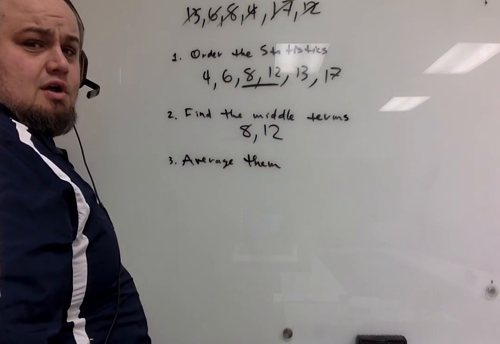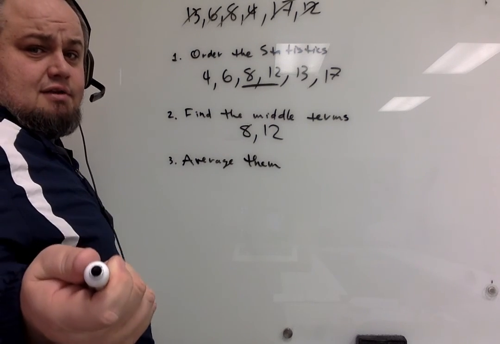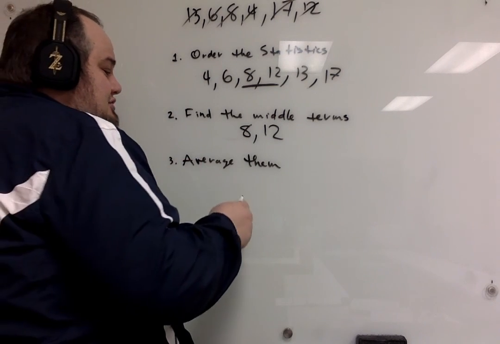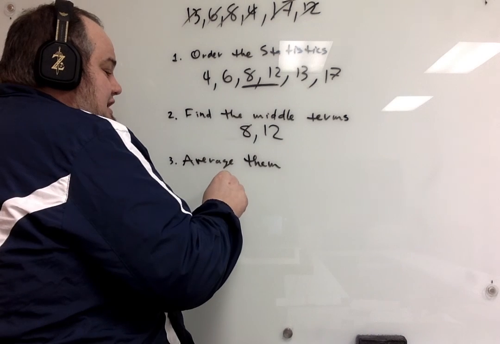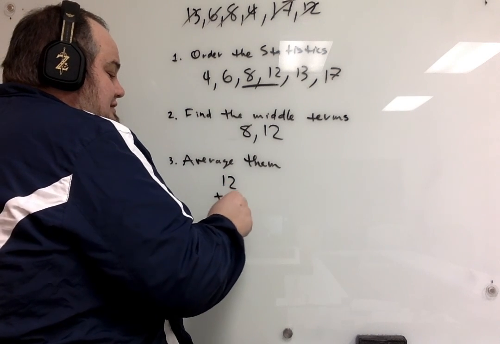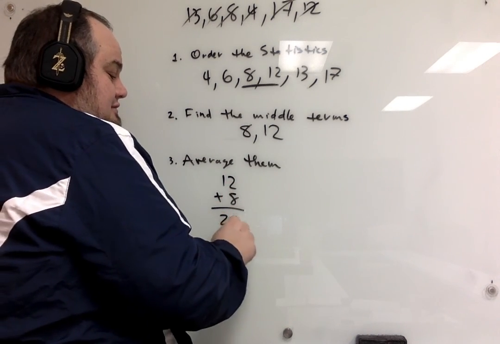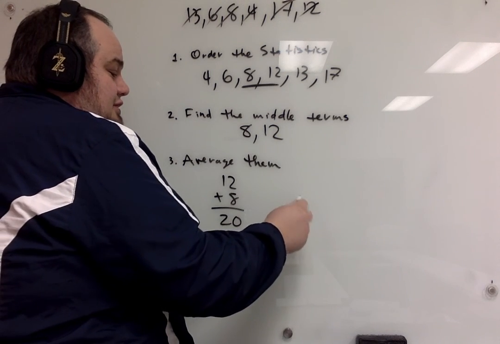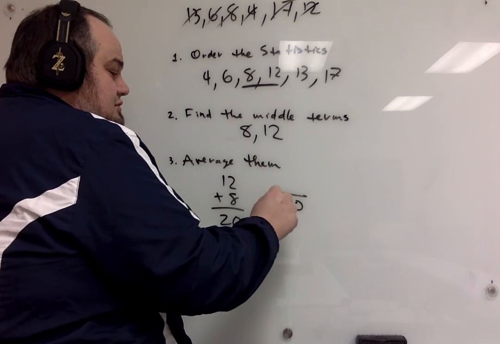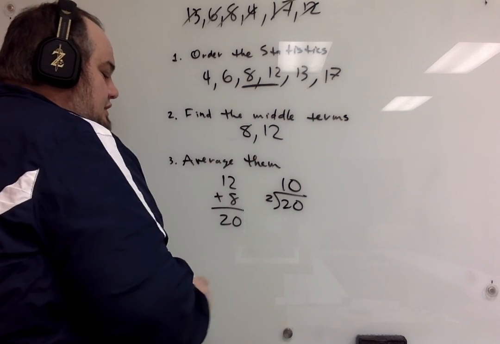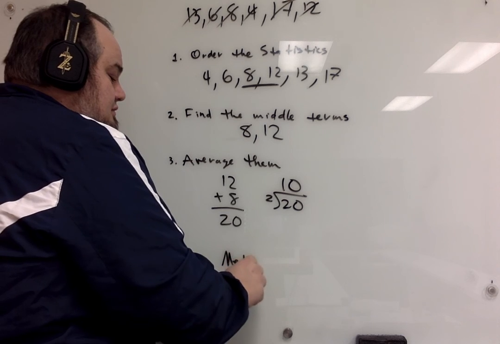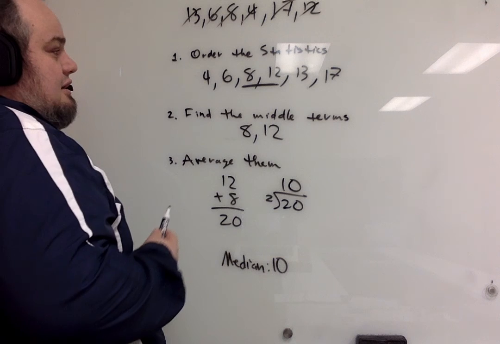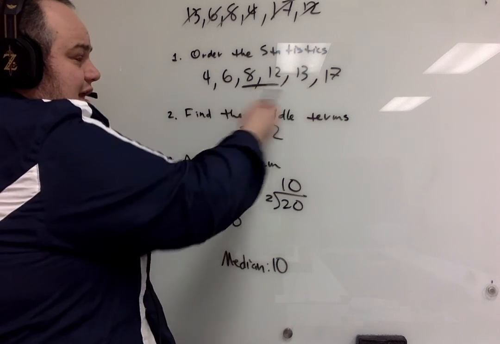Okay, so just like we learned about yesterday with the mean is an average, we're doing the same thing here. Except it's going to be usually pretty easy to average these. Here we're going to take 12 plus 8, add them together. And since you're only going to be doing this with two terms, you'll always just divide that number by 2. So here, our median is 10. Now you'll notice in our original statistics, there was no 10.